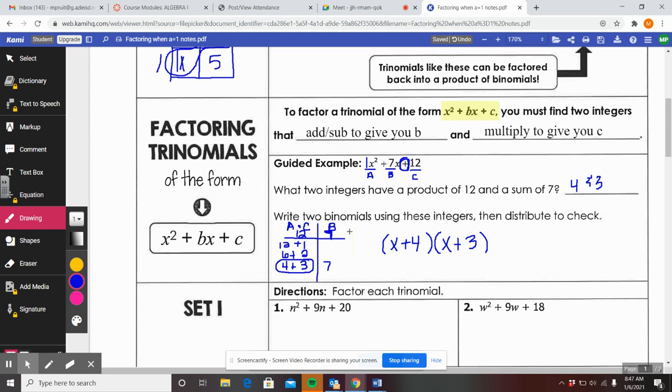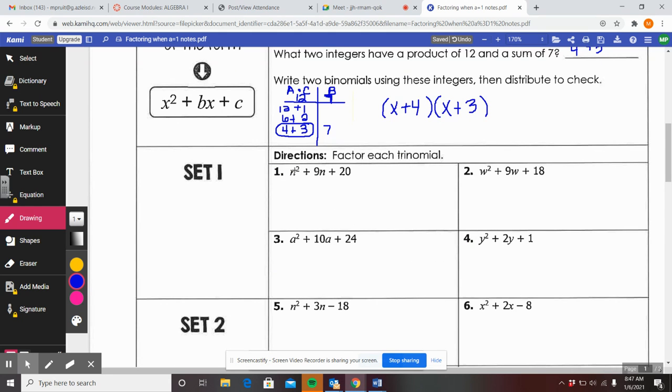So let's give it another shot. So this says n squared plus 9n plus 20. Okay, so I'm going to draw my t-chart. And then this is your A value. This is your B value. This is your C value. So this side, and I'm just writing this here for now so we get used to it, is A times C. So A is what number? What's A? 1 times 20. What's 1 times 20? 20.